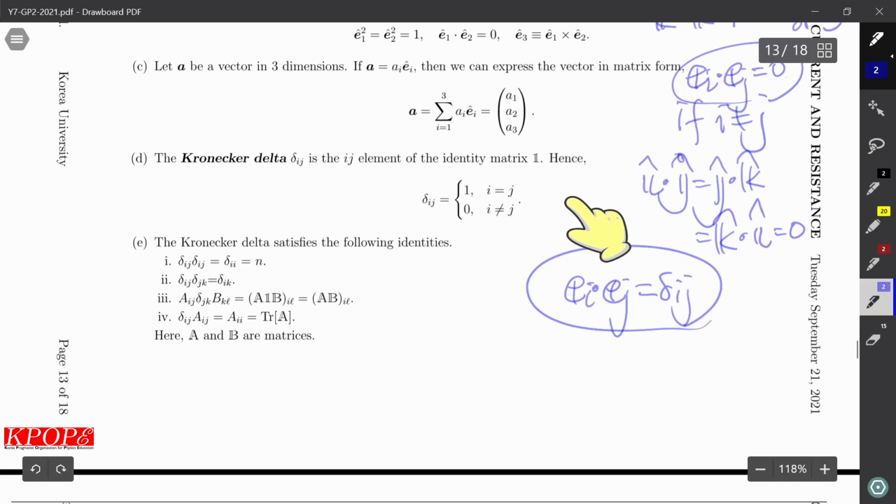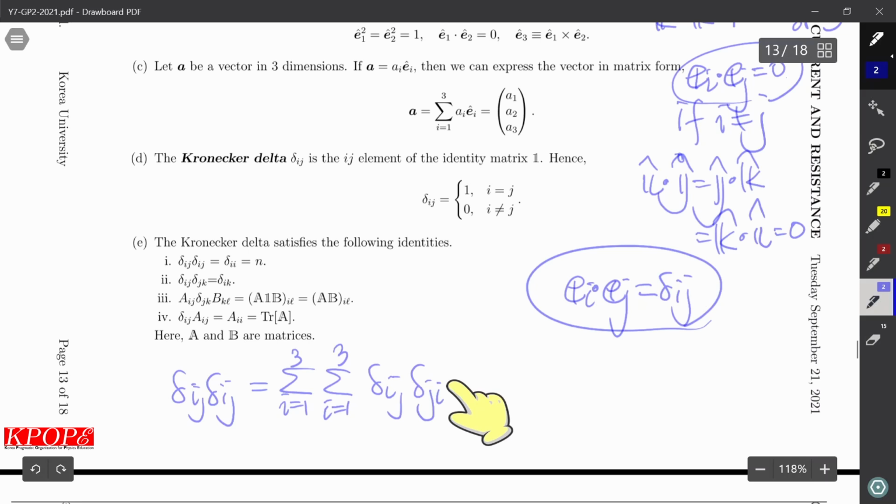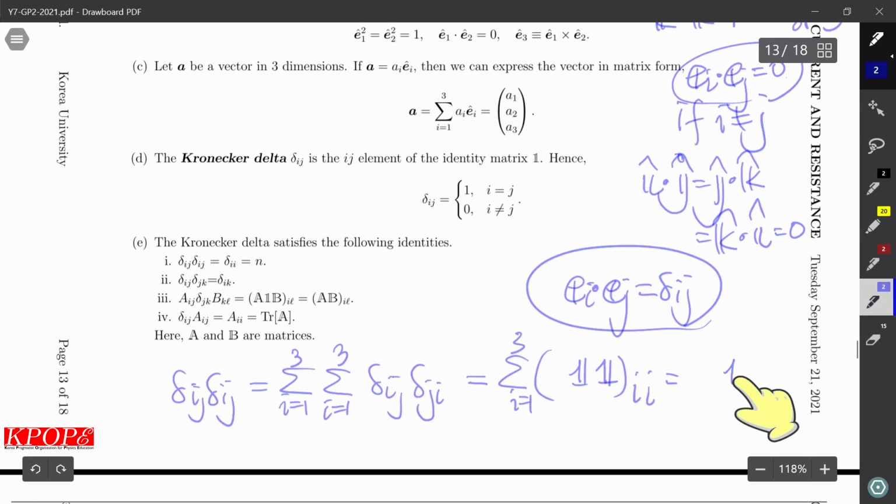Okay, the Kronecker delta satisfies the following identities. Delta ij delta ij is actually the sum over i equals 1 to 3, sum over j equals 1 to 3 of delta ij delta ji. Actually, delta ij is a symmetric matrix. This is a matrix, the identity matrix product, i i. And the product of the identity matrix is like that.